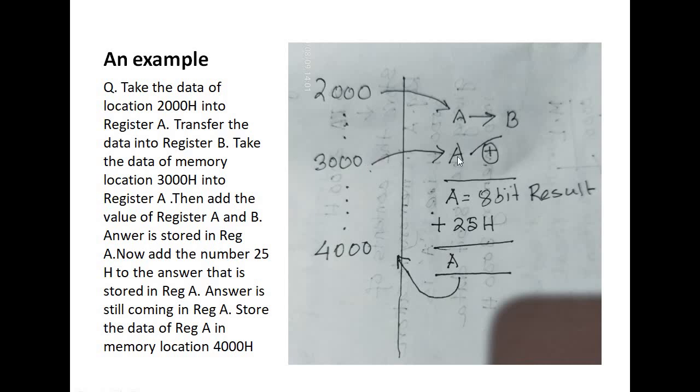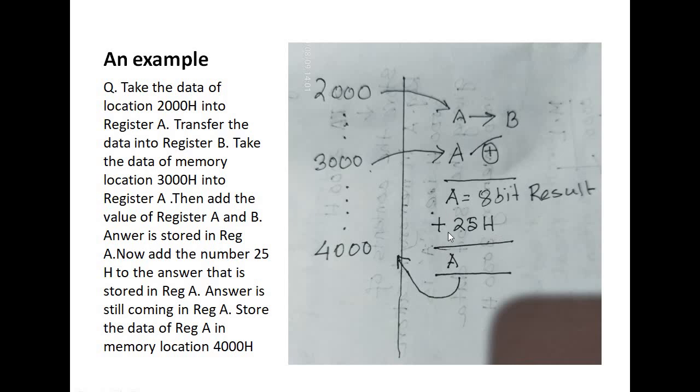Okay, and then we have to add the value of register A and register B, that is the 8-bit data of register A and the 8-bit data of register B. Now after adding, where will the result be stored? Of course in register A, because in arithmetic and logical operations in 8085, one of the operands should always be stored in register A. So after adding, the result will be stored in register A. Now to that result we have to add the 8-bit data 25H.